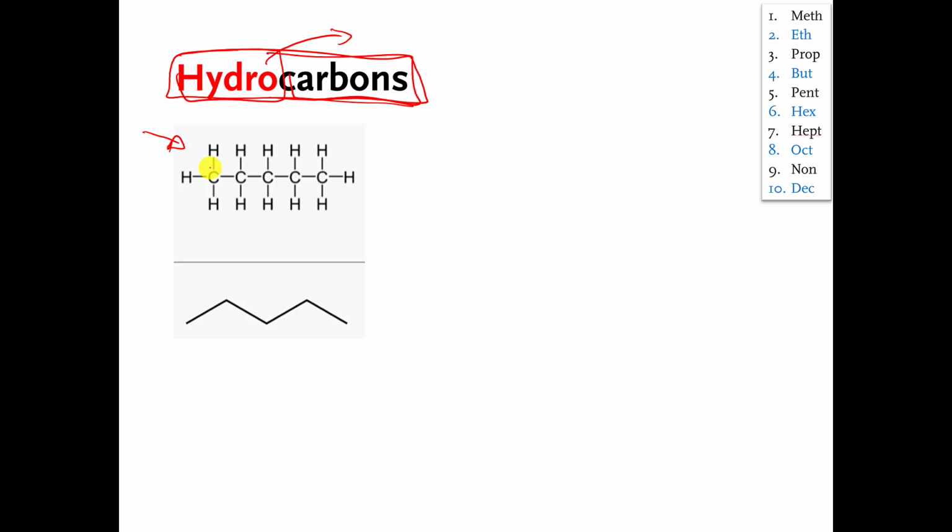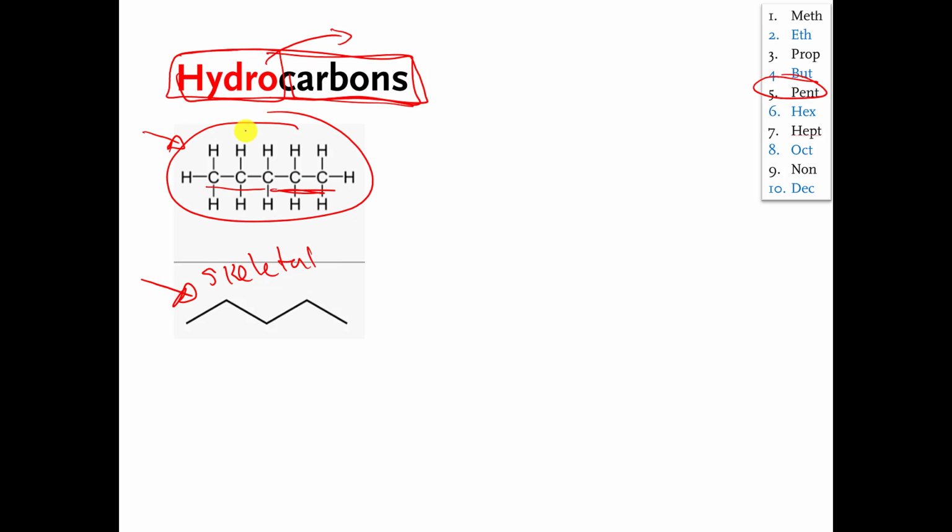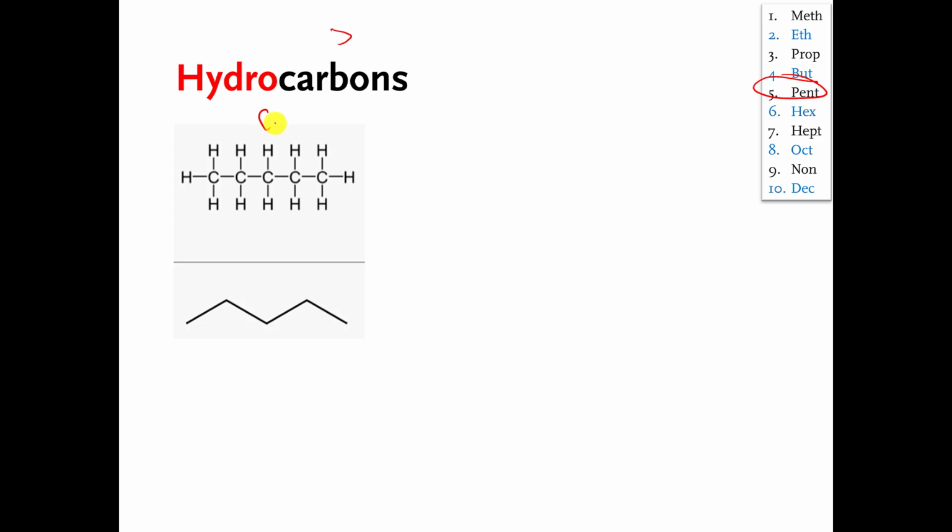You can pause the video if you want and name it. It has 5 carbons in a row, so it's pentane. This is also a drawing of pentane. This is the skeletal drawing of pentane. This is the expanded structure of pentane. The formula for pentane is C5H12. You can count them up.